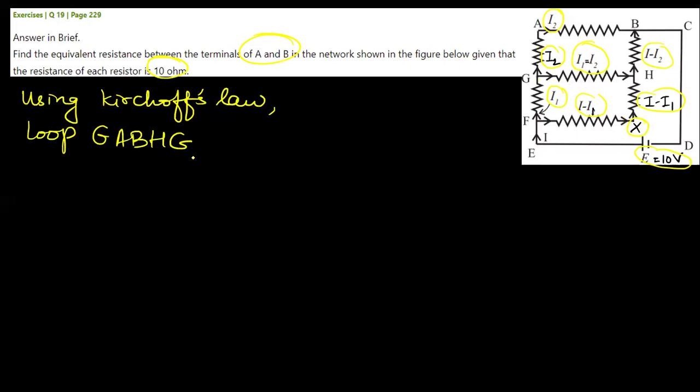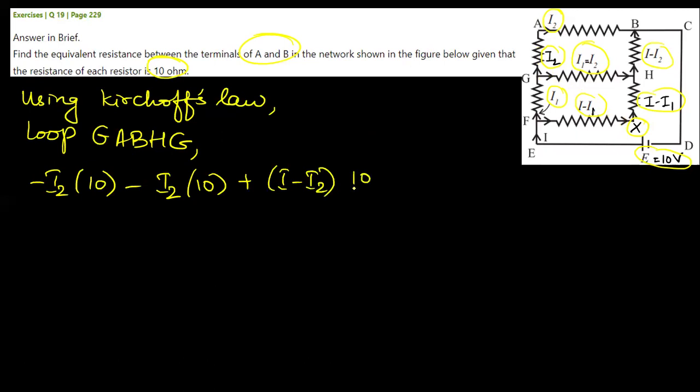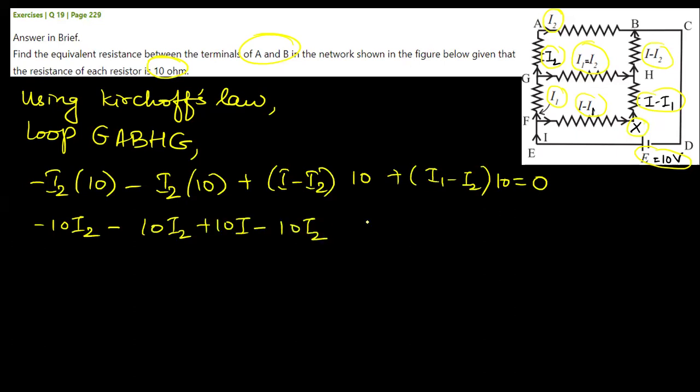So when you use Kirchhoff law, you get minus I2 into 10. Please remember each resistance is of 10 ohm. Minus I2 into 10, minus I2 into 10 once again, then plus (I minus I2) into 10, plus (I1 minus I2) into 10 is equal to 0. So this is my first equation. I'll open up the brackets: minus 10I2 minus 10I2 plus 10I minus 10I2 plus 10I1 minus 10I2 equal to 0.